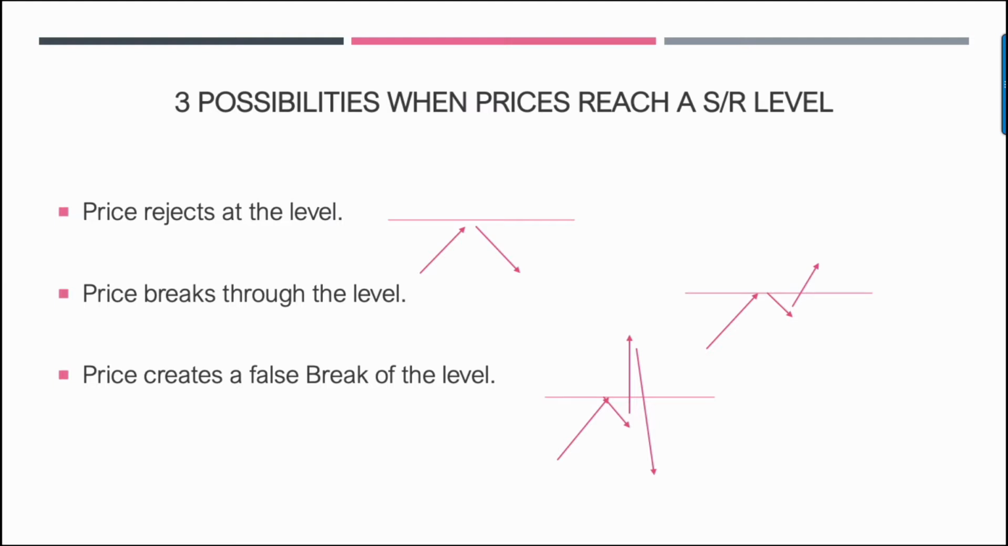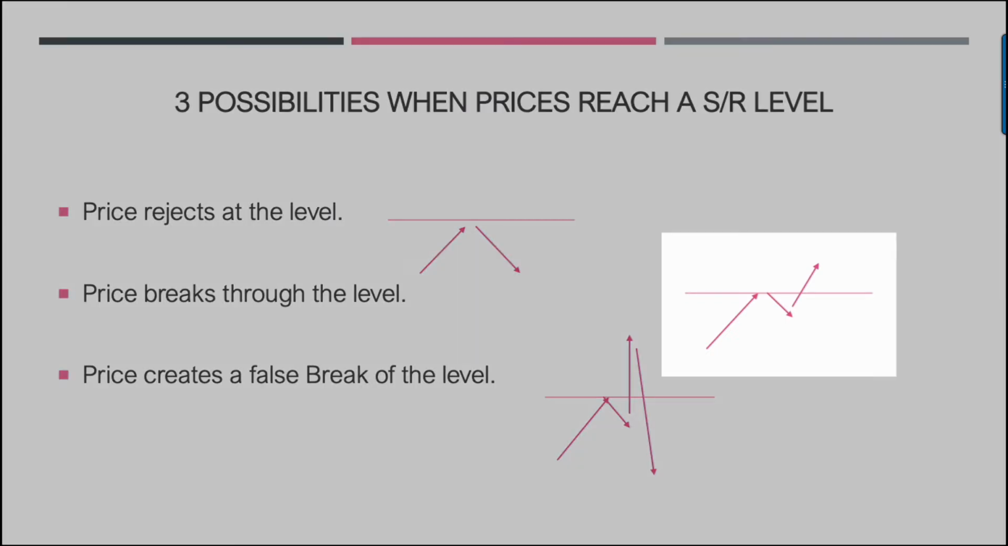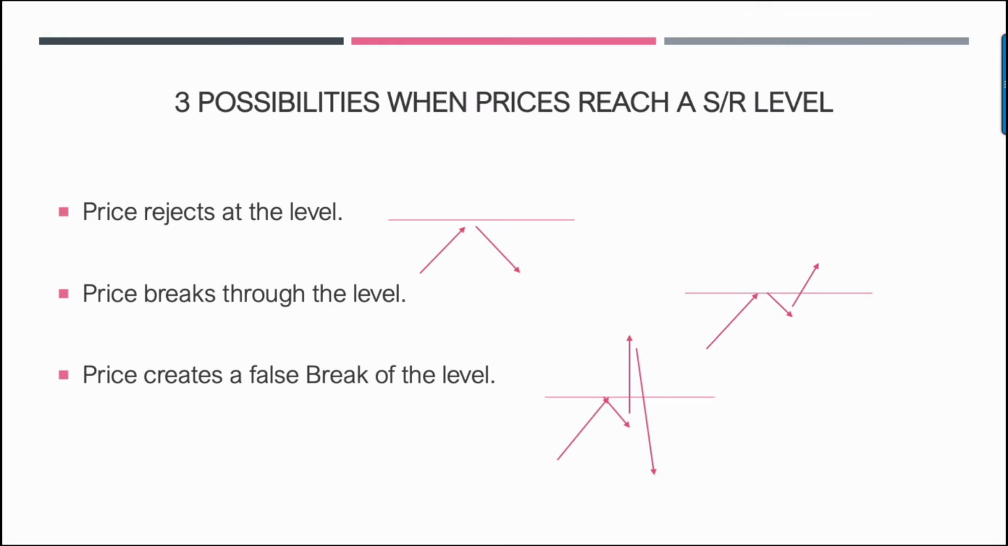The second possibility is that price breaks through the level. That means it actually reaches it, and of course usually there's a pullback or some consolidation where the price doesn't know exactly what to do, and then it actually, as you see over here, breaks through that level and goes higher, or obviously the same could be true about going lower.